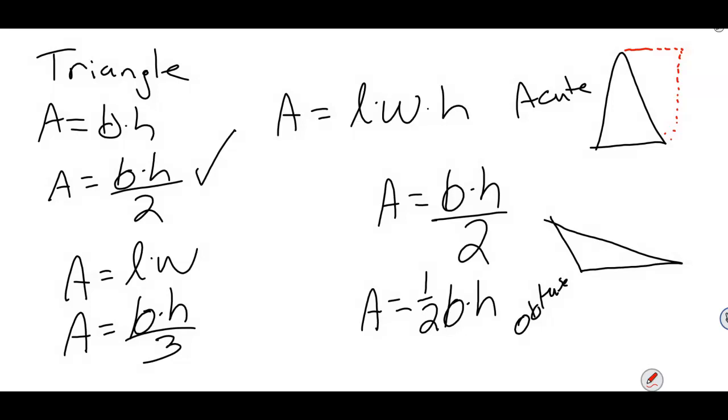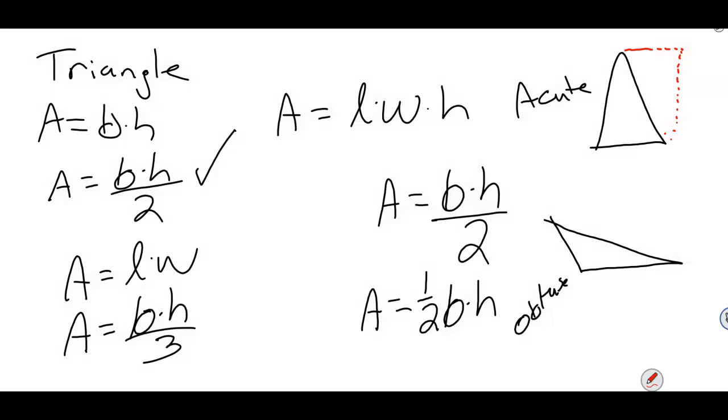Two identical triangles create a parallelogram. Two identical acute triangles create a parallelogram. So what is the formula for the whole parallelogram? What's the formula for the area of a parallelogram?